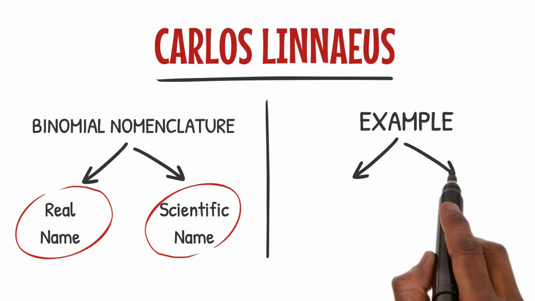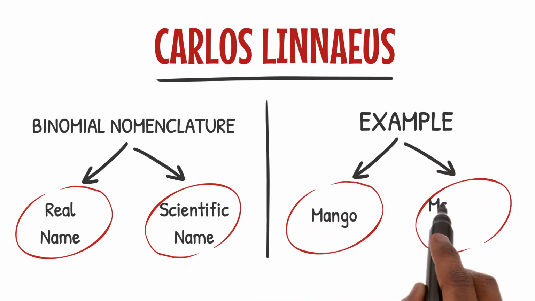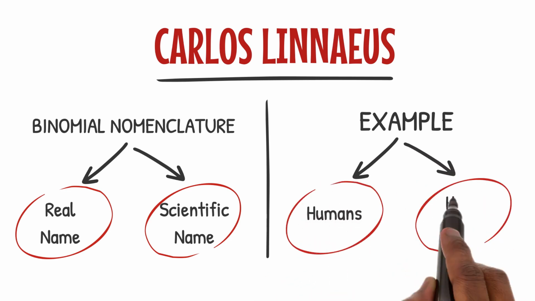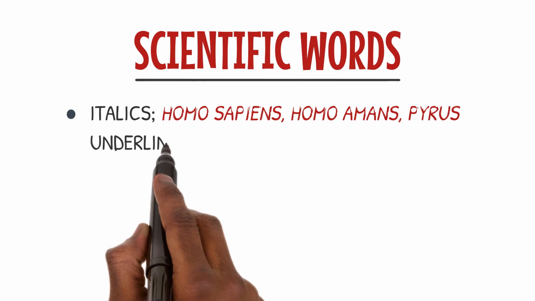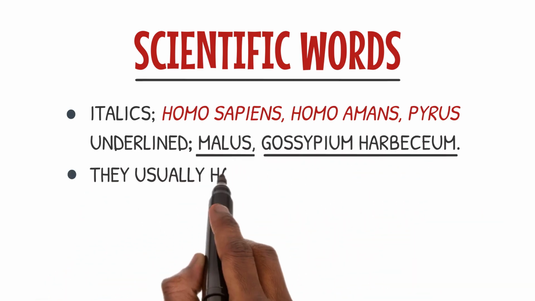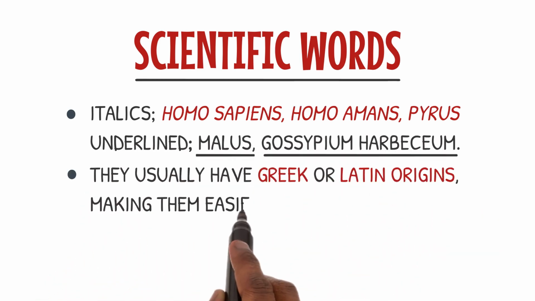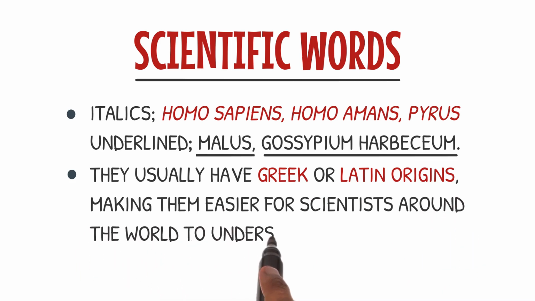For example, the scientific name for a mango is Mangifera indica, and for us humans, it's Homo sapiens. Remember, scientific names are often italicized or underlined when written. And they usually have Greek or Latin origins, making them easier for scientists around the world to understand.